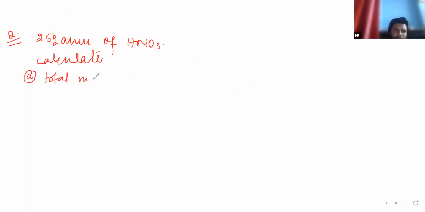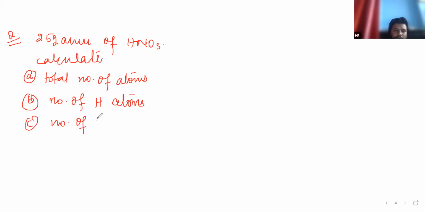252 amu of HNO3. Calculate the total number of atoms. Total number of atoms. Then we have to calculate the number of hydrogen atoms, then the number of nitrogen atoms, then the number of oxygen atoms.